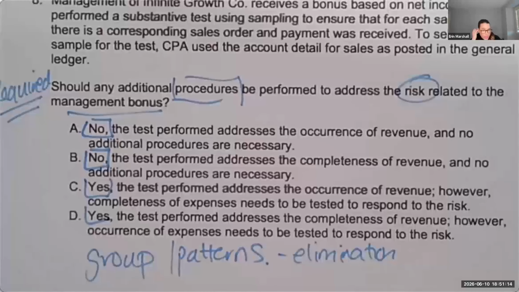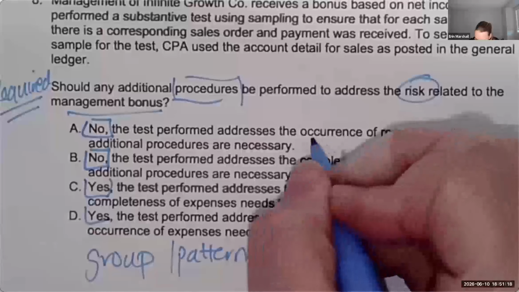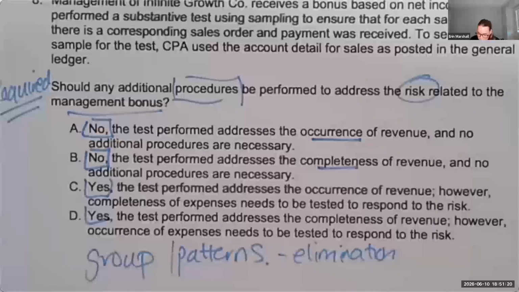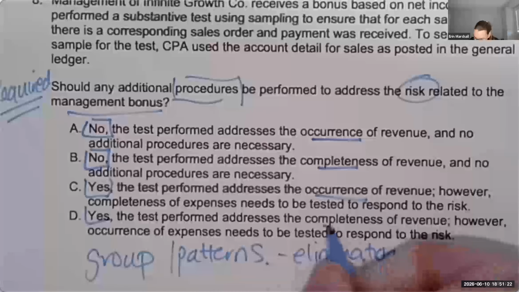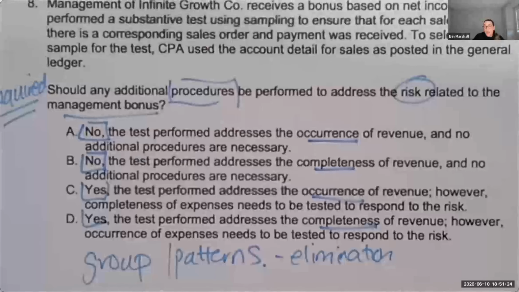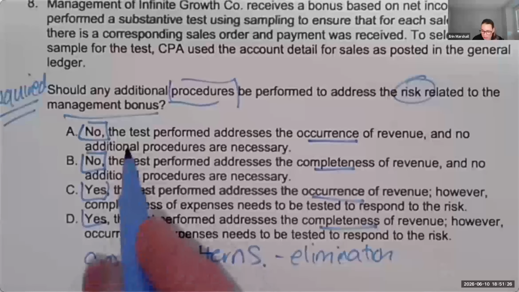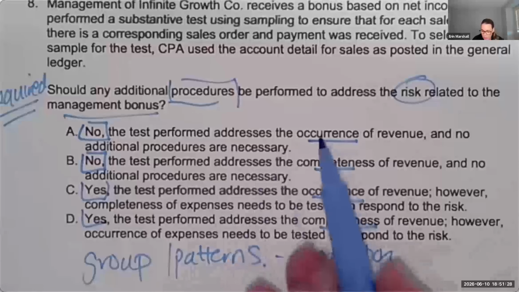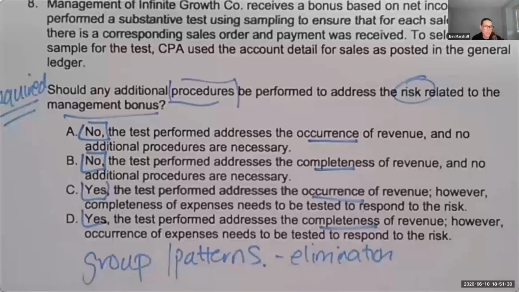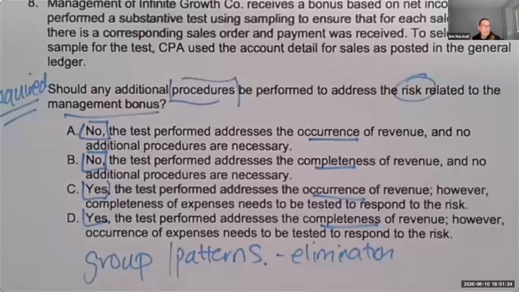And then I look, can I see any other groupings? And yeah, there's lots of them. I see the word occurrence here and I see the word completeness here. I see the word occurrence here and I see the word completeness here. So now my job is to figure out whether the test addresses occurrence or completeness. That's my first step. By grouping things, I can figure out the steps that I need when I actually go back and read the question.